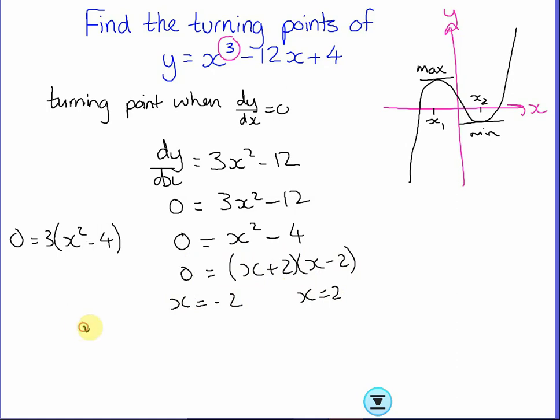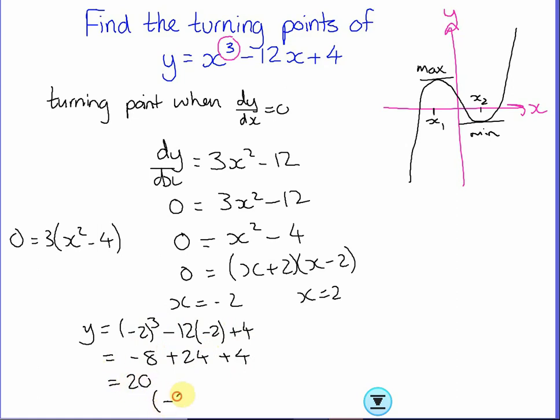Okay, now time to find the y value. So here we have a formula for y. Here we have a formula for gradient. We want the y, so we can use this one. So minus 2 cubed minus 12 lots of minus 2 plus 4. Minus 8 plus 24 plus 4. What's that, 20? So we have minus 2, 20.